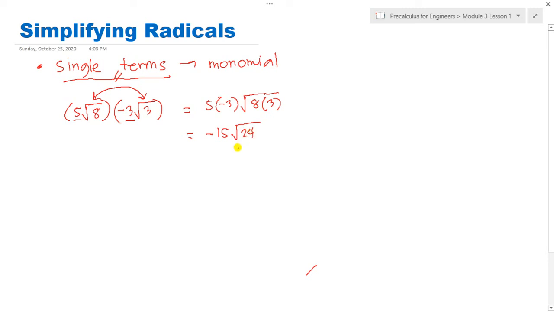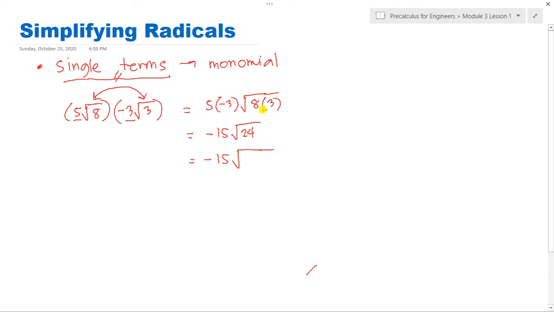Now, class, kapag mag-simplify ka, dapat i-reduce mo ha. Kapag ma-reduce mo pa yung loob ng radical sign, so therefore, hindi pa yan yung final answer. So, negative 15, itry natin kapag ma-reduce pa siya. So, you can write 24 as a factor of prime numbers.